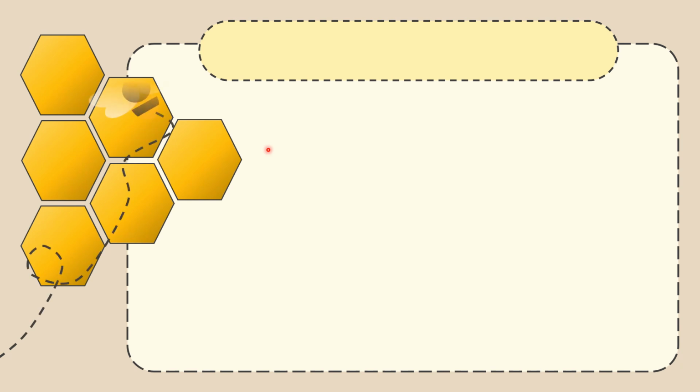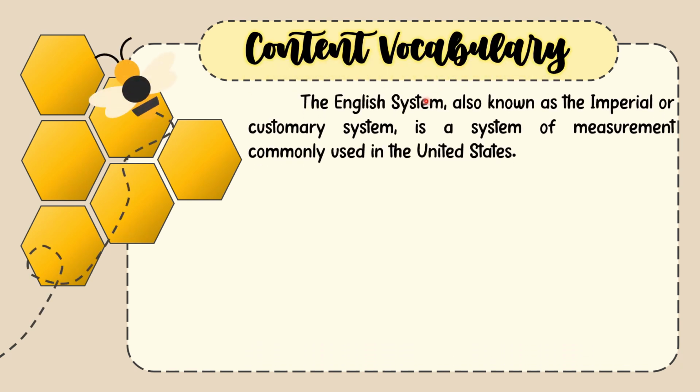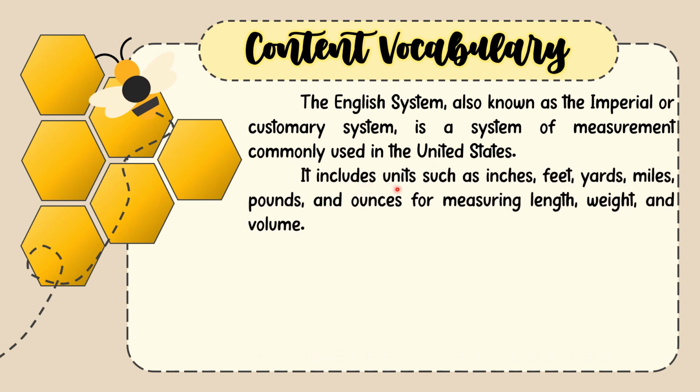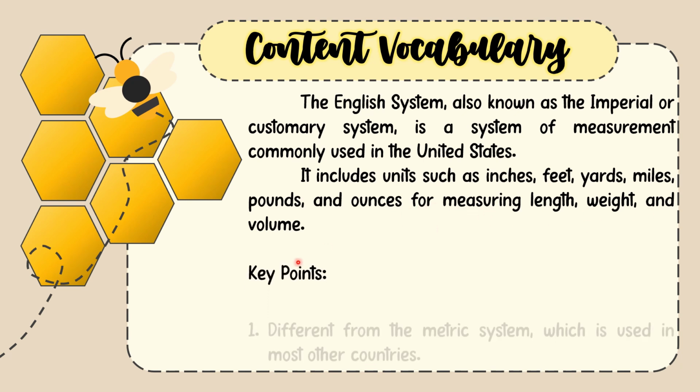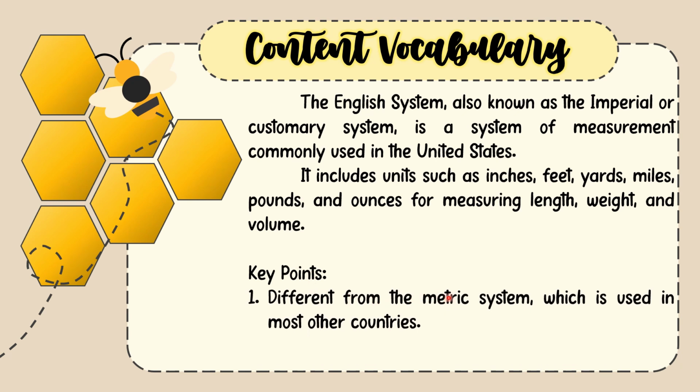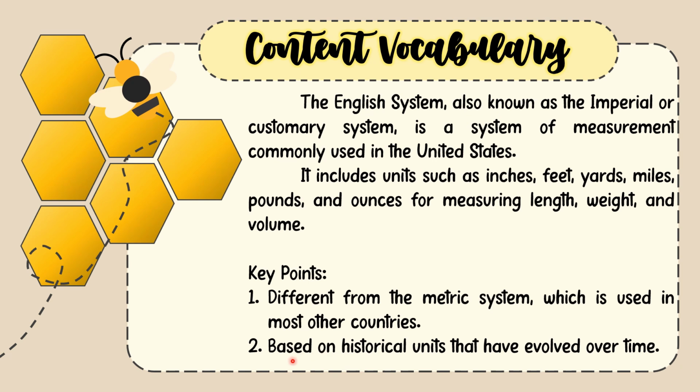Now, what is the English system of measurement? The English system, also known as the imperial or customary system, is a system of measurement commonly used in the United States. It includes units such as inches, feet, yards, miles, pounds, and ounces for measuring length, weight, and volume. The key point here is that it is different from the metric system, which is used in most other countries, and this is based on historical units that have evolved over time.